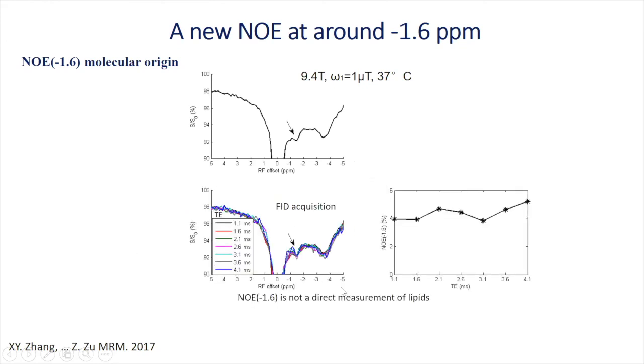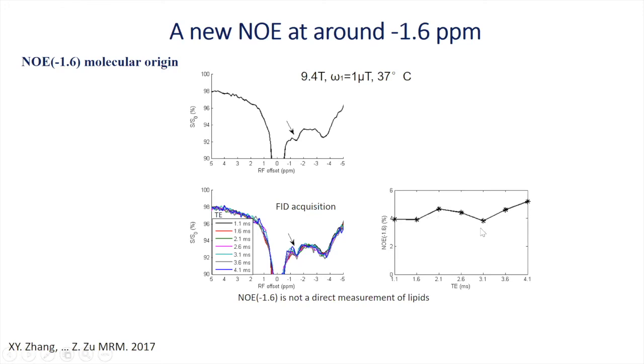So here is this spectrum we measured with a varied time of echo, and we measured using FID acquisition and using the first point to create this spectrum. And we then get this plot. They show the quantified NOE signal as a function of time of echo. So if the NOE signal is from the direct measurement of choline lipids, the in-phase and out-of-phase of the choline head group and the water spins will cause oscillation of the signal. If that is from NOE, there should be no oscillation.